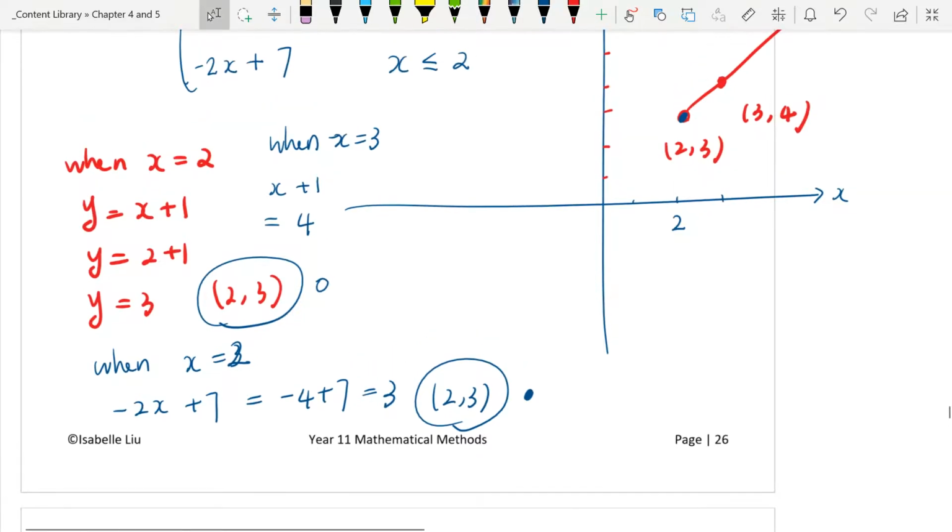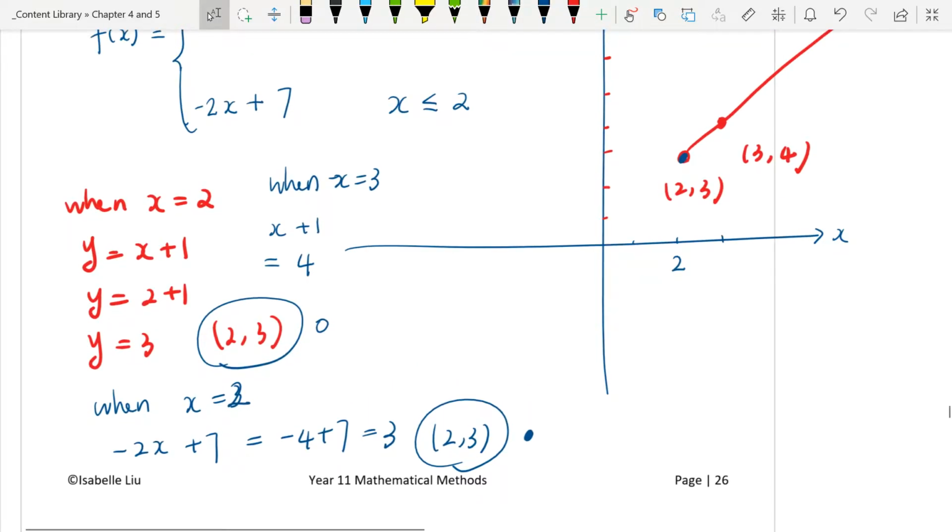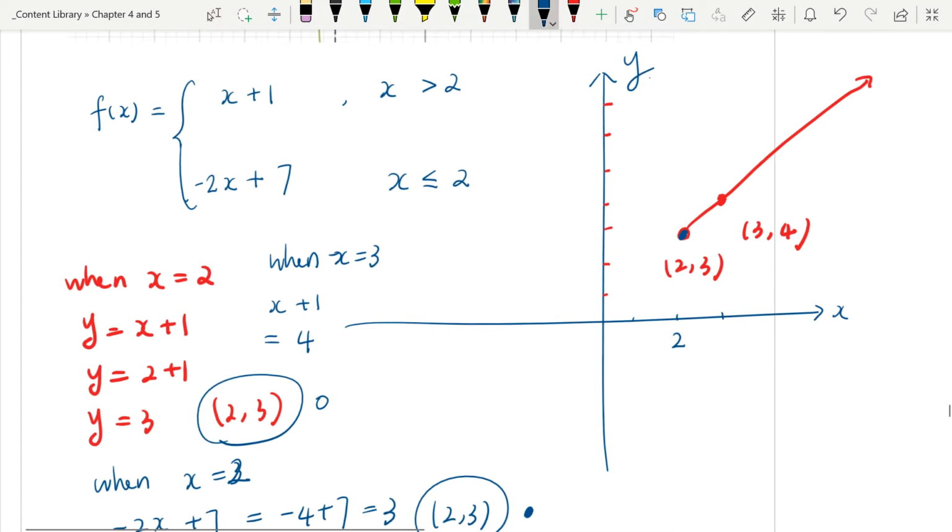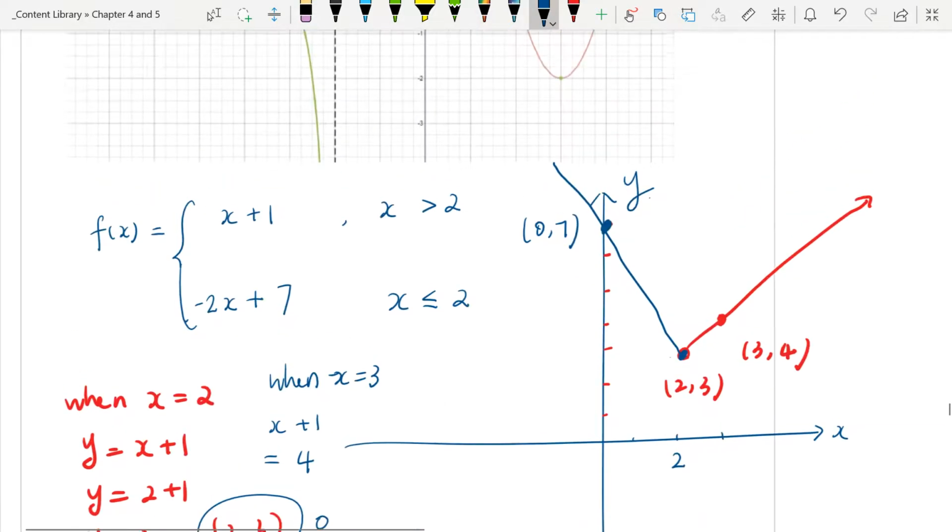And I can sub another point on the left-hand side of the function. I can sub 0, which is on the left-hand side of 2. So I can see the y-intercept at (0, 7). I can see another point, (0, 7), here, and I can connect that point, all the way there.